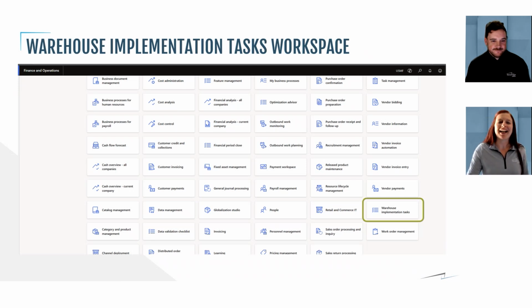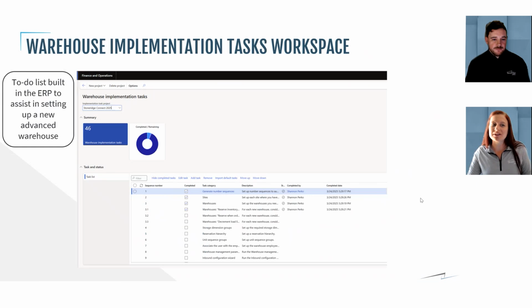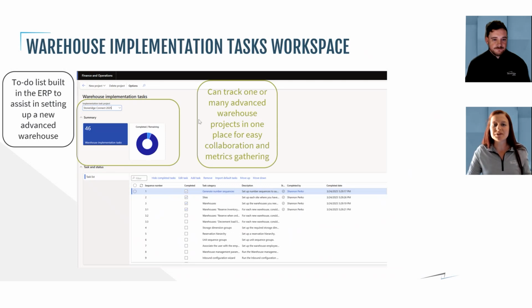Thanks, Chris. As he mentioned, we're going to take a look at one of the out-of-the-box Microsoft workspaces that can be super helpful for setting up a new advanced warehouse. As we all know, there are a lot of tasks and a lot of detail that goes into getting a new advanced warehouse configured. So this workspace is actually a to-do list built right into the system to assist you with setting up that new advanced warehouse. Right on this workspace, you can set up one or many projects to track how we are doing on setting up these new advanced warehouses.